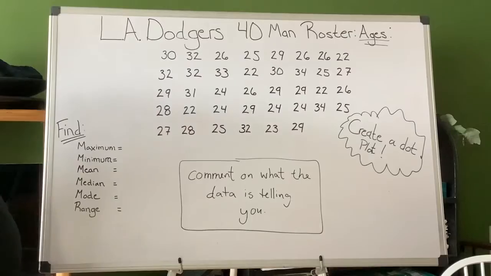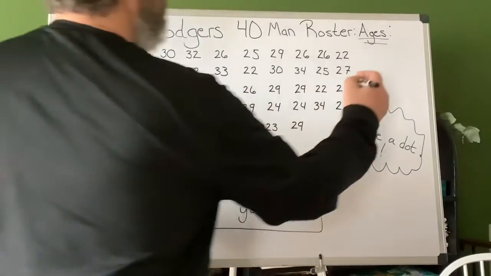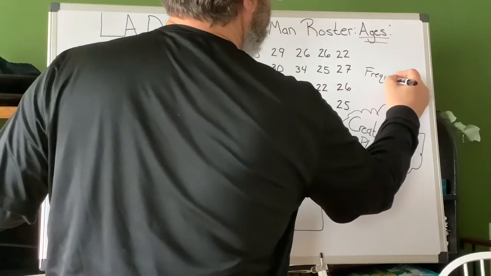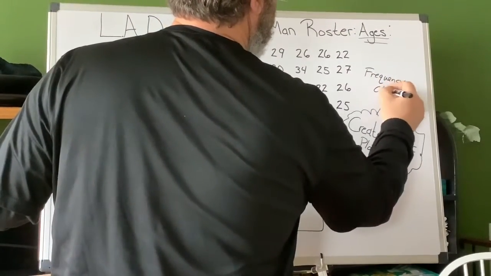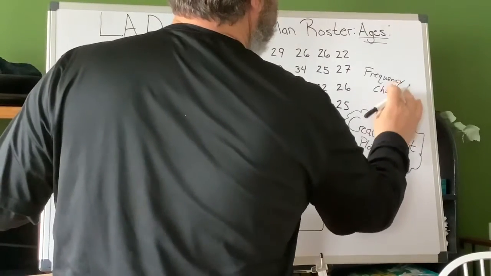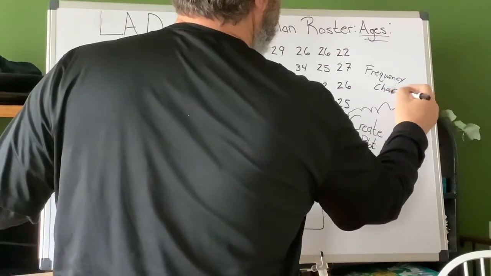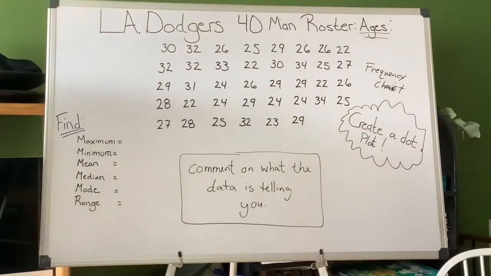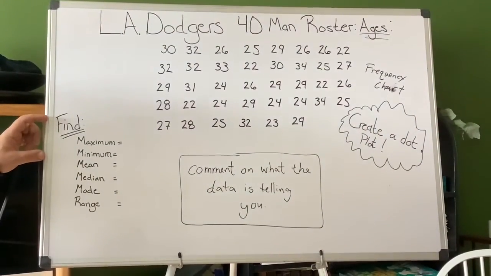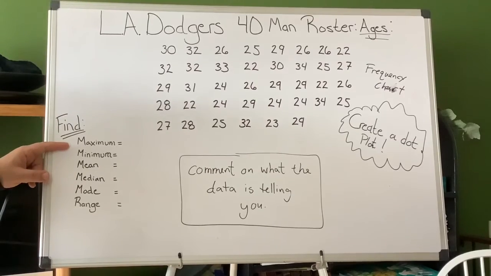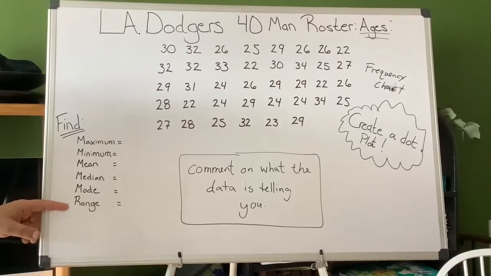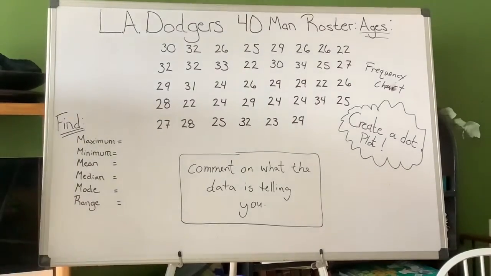So what do I want you to do? I want you to create your frequency chart, which is what I just showed you. You're going to create a frequency chart. You're going to create a dot plot. And then over here, I want you to find these things. I want you to find the maximum age, the minimum age, the mean, the median, the mode, and I want you to tell me the range. Should be a fairly simple assignment.